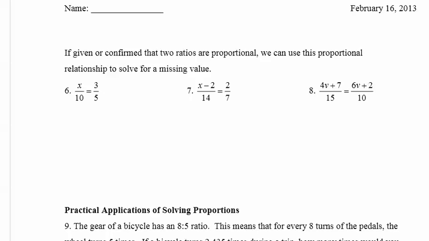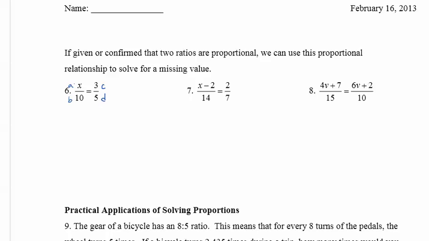If given or confirmed that two ratios are proportional, we can use this proportional relationship to solve for a missing value. So in this one right here, they're really asking what value for x will make these two proportional. You want them to be proportional, and you're finding the value of x that will make them proportional. So, if you remember the means and extremes property, you will first label this A, and that's B. This is C, and that's D.